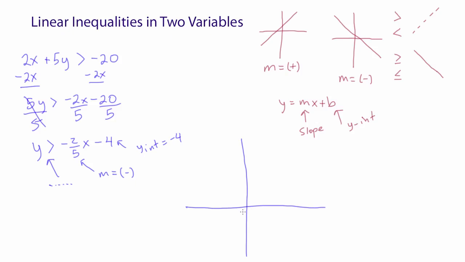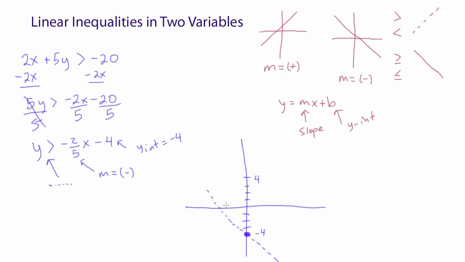So -4 is down here. -1, -2, -3, -4. Right? It's right here. This is 1, 2, 3, 4 up here. The slope is negative. It's going down and it's dashed. Okay. So it's going down and it's dashed. Not a perfect straight line, but good enough.